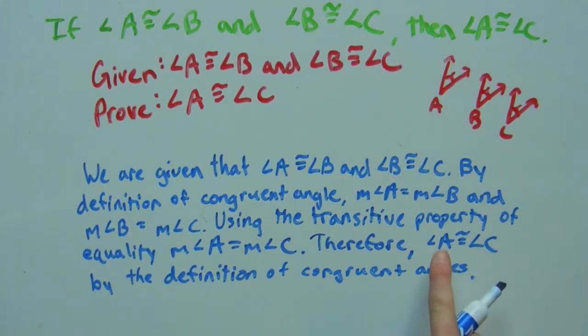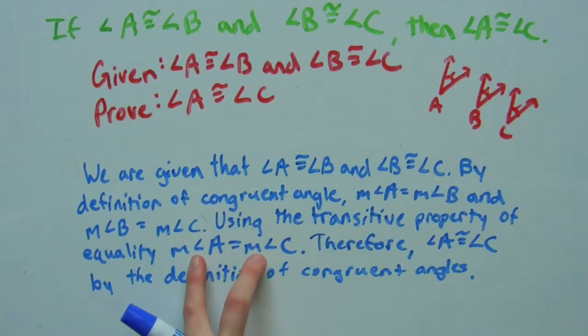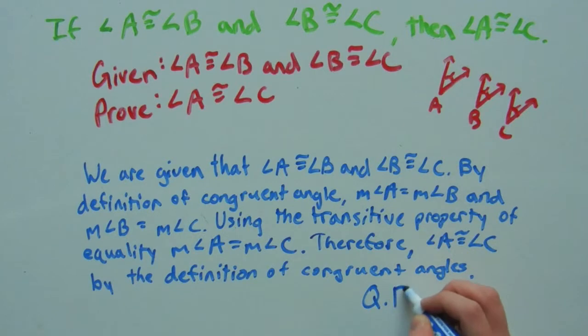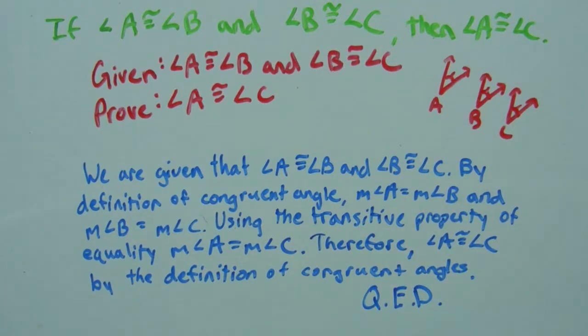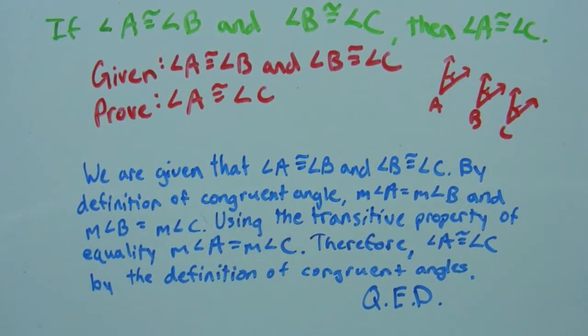Therefore, angle A is congruent to angle C by the definition of congruent angles, meaning that the measures of these angles are equal, therefore the angles themselves are congruent. And we have proved what we set out to prove, that angle A is congruent to angle C. And that is our second theorem, that congruent angles are reflexive, symmetric, and transitive.